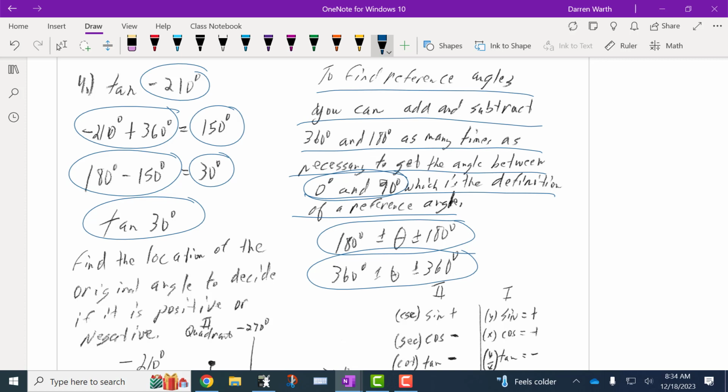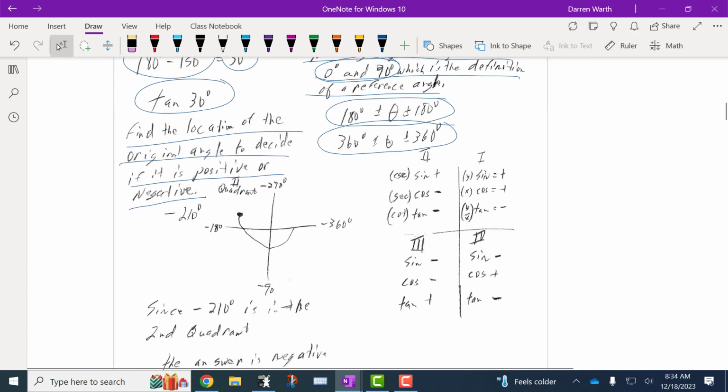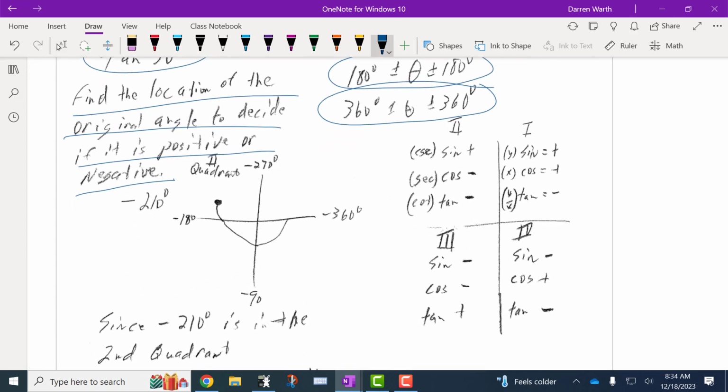So we've got to go ahead and find the location of the original angle to decide if it is positive or negative. And to do that, we need our chart over here, because in our chart it's going to tell us where the sines and cosines are positive and negative. So remember, in quadrant 1, sine is positive because it's the y value. Cosine is positive because it's the x value. And tangent, looks like we've got to draw this little line here, so that's going to be also positive.